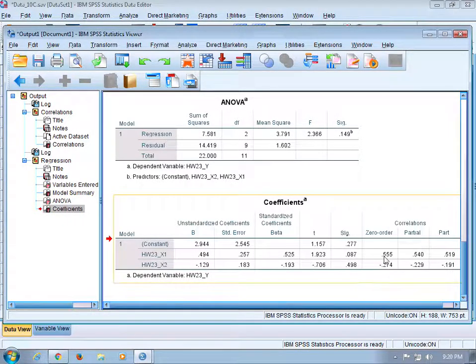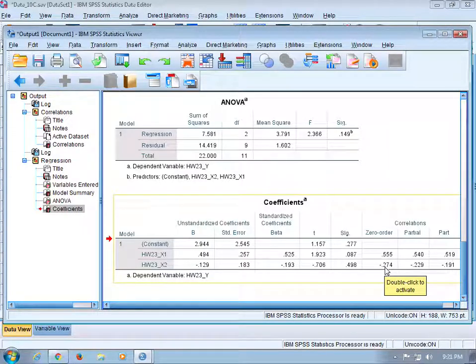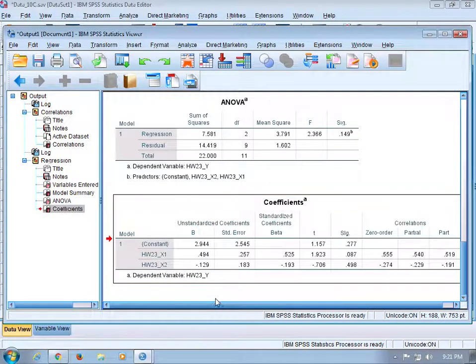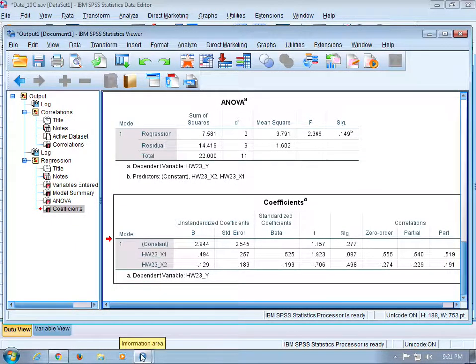So here, the correlation between x1 and y is 0.555. When you square it, it'll be r squared between x1 and y. And that will be larger than this negative 0.274 squared, which would be the correlation between x2 and y. So in this case, x1 would explain a greater proportion of variation in y, and the proportion of variation that it explains would be 0.555 squared, which is the r squared for just x1.